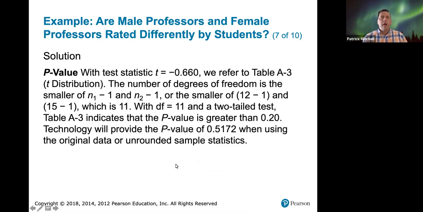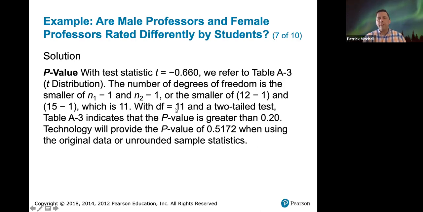Okay, so the p-value with test statistic t equals negative 0.660, we refer to table A3, which I will show you in a second. The number of degrees of freedom is the smaller of N sub 1 minus 1 and N sub 2 minus 1. So remember, there were 12 females and 15 males. So we're going to use the smaller of 11 and 14 for the degrees of freedom. So that would be 11.